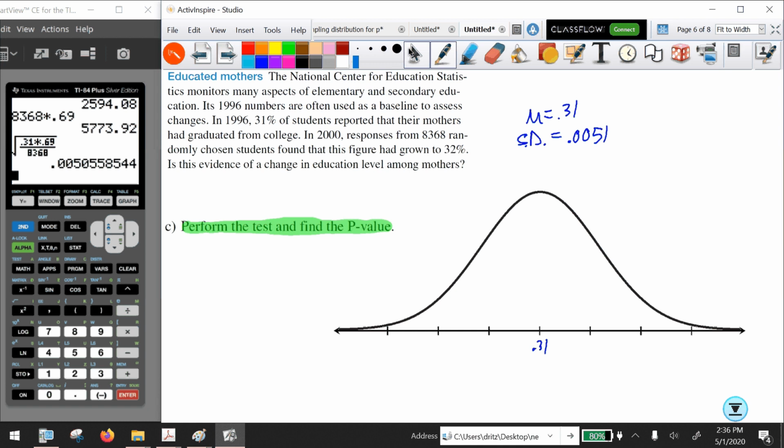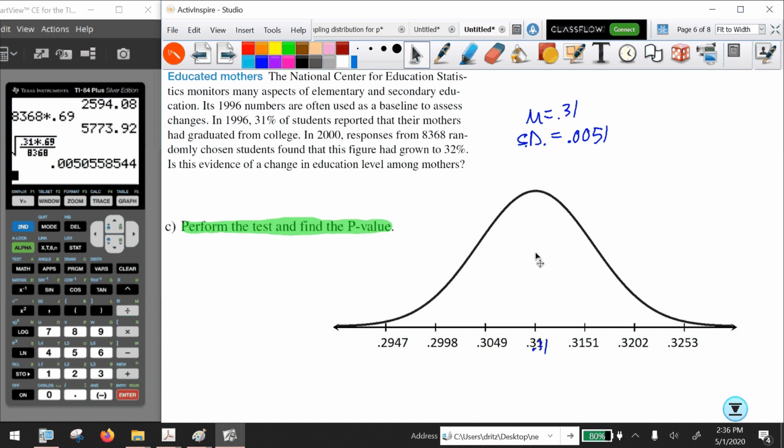The null hypothesis being that the true proportion of students whose mothers graduated from college is 31%. Let's build that. And I took the liberty of doing that in advance. Here we go. So I counted 3 standard deviations in each direction. And then on this normal model, we're going to plot our p hat. Our p hat is 32%. In our sample of 8,368 randomly sampled students, 32% of them indicated that their mothers had graduated from college. So we're going to plot that right here on our normal model.